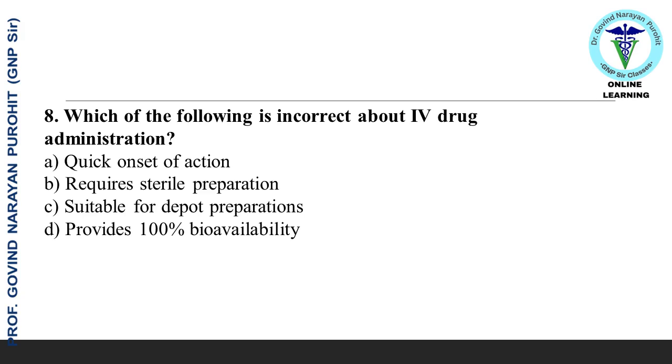8. Which of the following is incorrect about intravenous drug administration? A. Quick onset of action. B. Requires sterile preparation. C. Suitable for depot preparations. D. Provides 100% bioavailability. Correct answer, C. Explanation. Depot preparations are not suitable for IV administration, they are better suited for IM or SC routes.